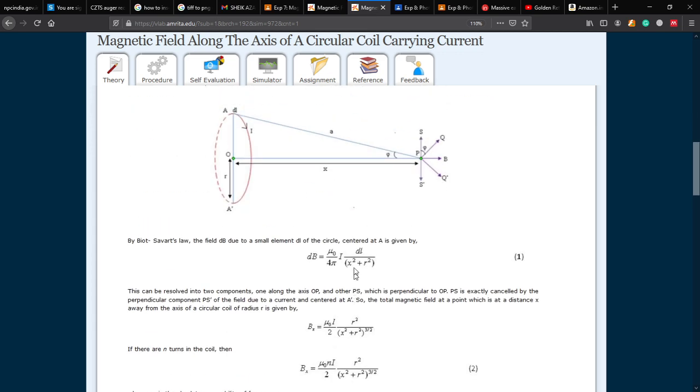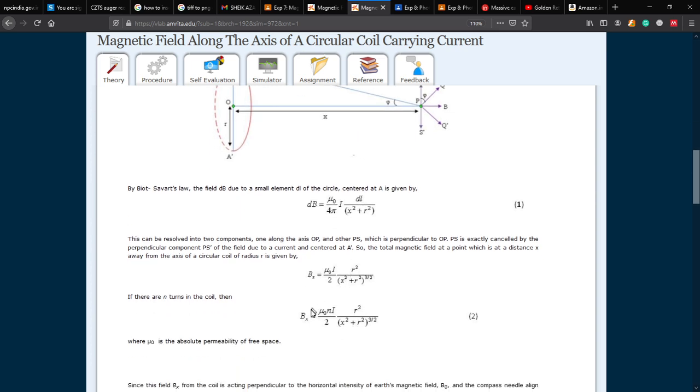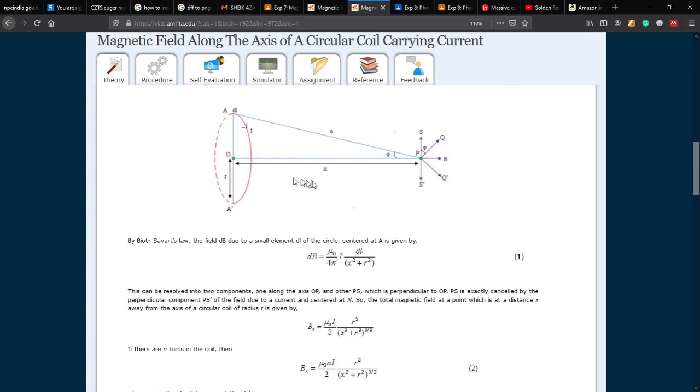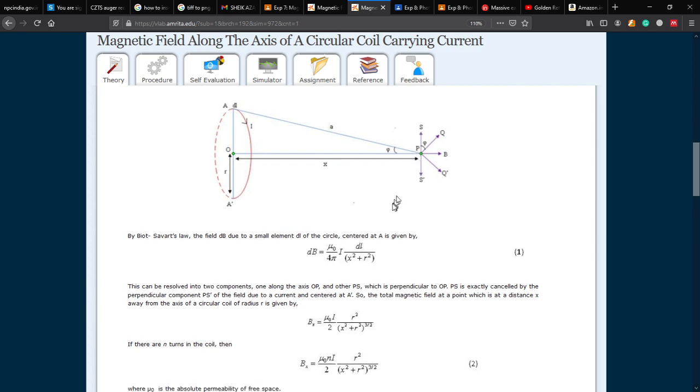Now let's see this diagram. In this diagram, the B equation is given by mu 0 N I divided by 2, r square by x square plus r square to the power 3 by 2, where each term has its own importance. N is the number of turns in the coil, I is the current, r square is the radius of the coil, and x square is the distance from the center of the coil to the point of consideration.